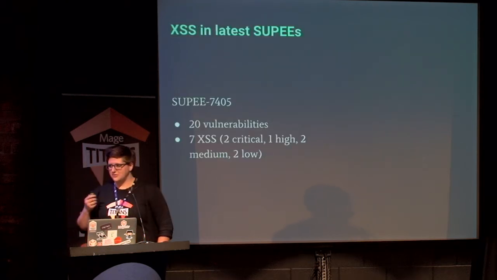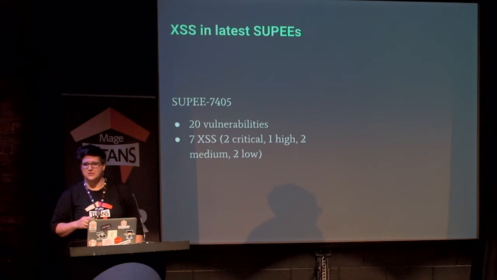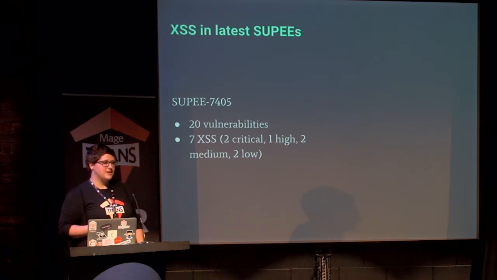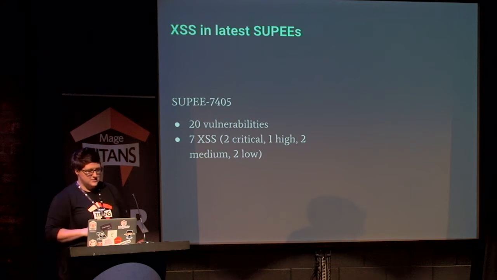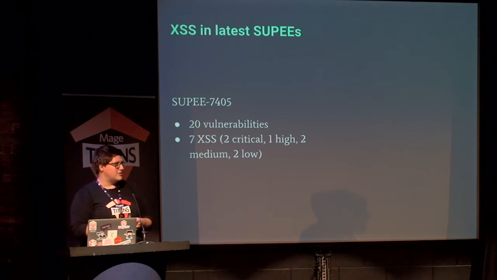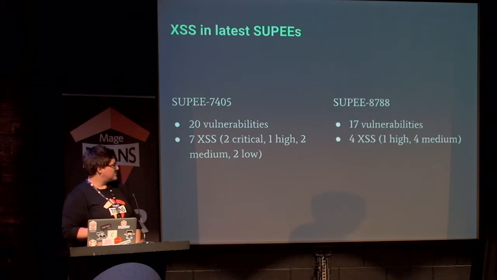This is also one of the reasons why you should always keep your Magento installations up to date, or at least apply the patches. The previous patch, 7.405, had 21 vulnerabilities, and 7 of them were cross-site scripting. And also in the latest one, there were 4 cross-site scripting vulnerabilities.